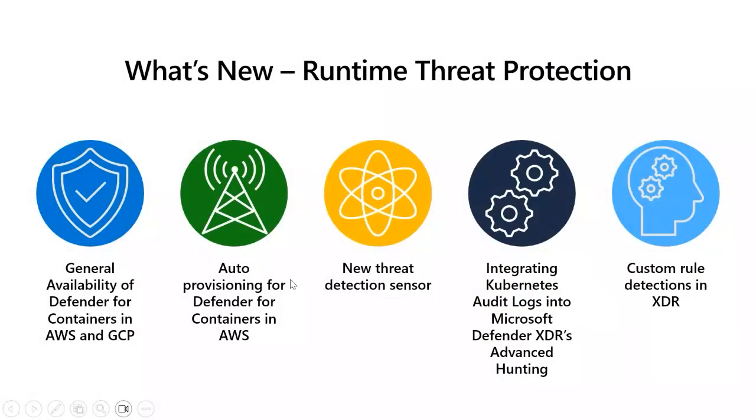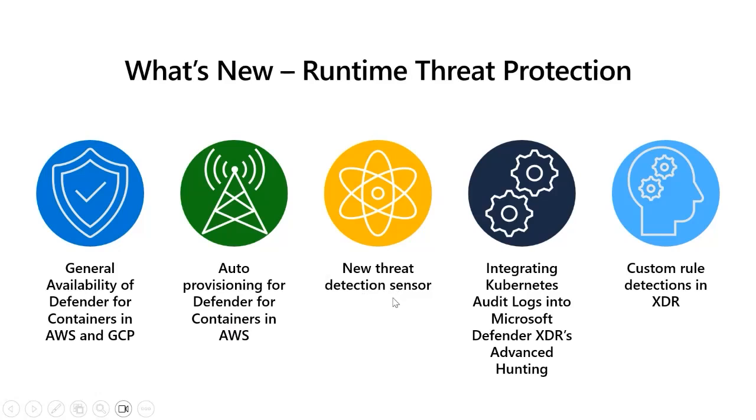So here comes what's new with runtime threat protection. You see the general availability for Defender for containers in AWS and GCP is available. And then there is auto provisioning for Defender for containers in AWS. Initially when we announced the threat protection for AWS, the onboarding experience was to onboard cluster by cluster. But we now have the auto provisioning for Defender for containers in AWS, where at one stretch you can onboard all your AWS EKS clusters through auto provisioning.